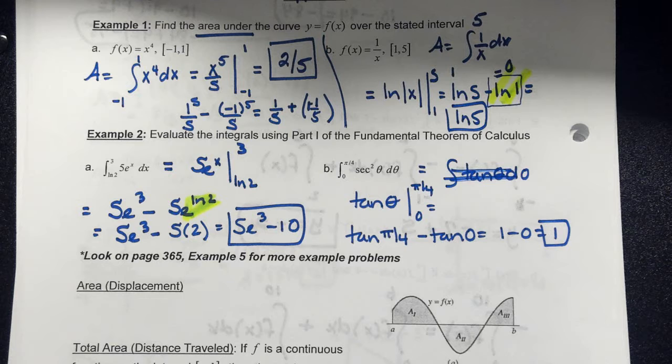Tangent of theta, and then you plug in pi over 4 for theta, and then plug in your 0 and subtract. So everybody come up with a 1 for part B. So any questions on how you evaluate those definite integrals without having to do those geometry shapes?